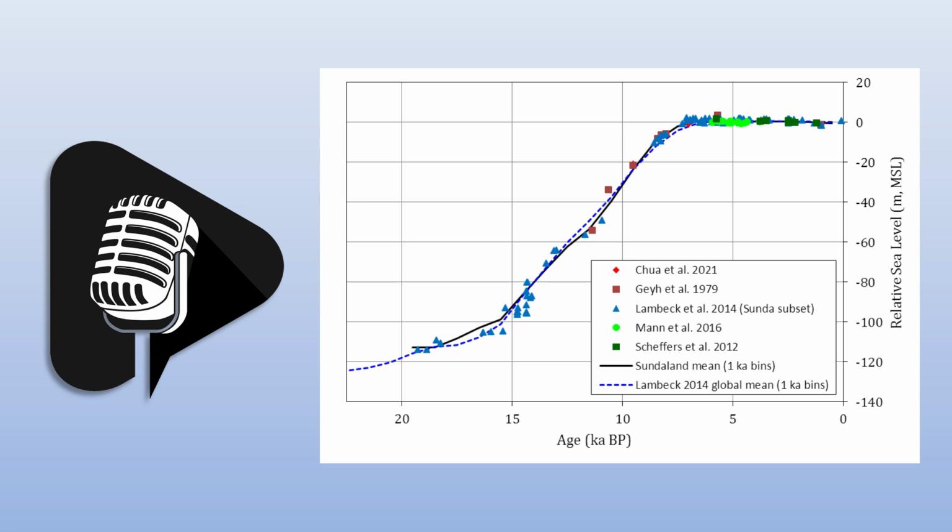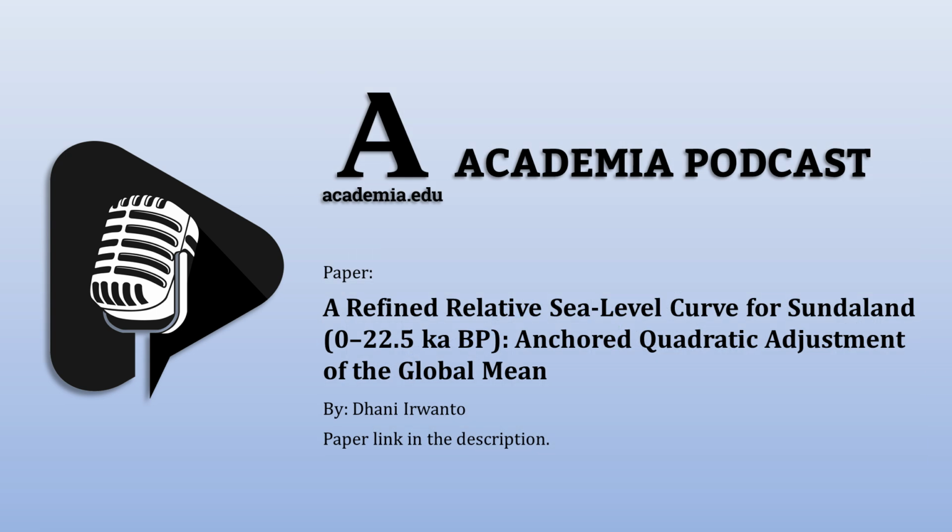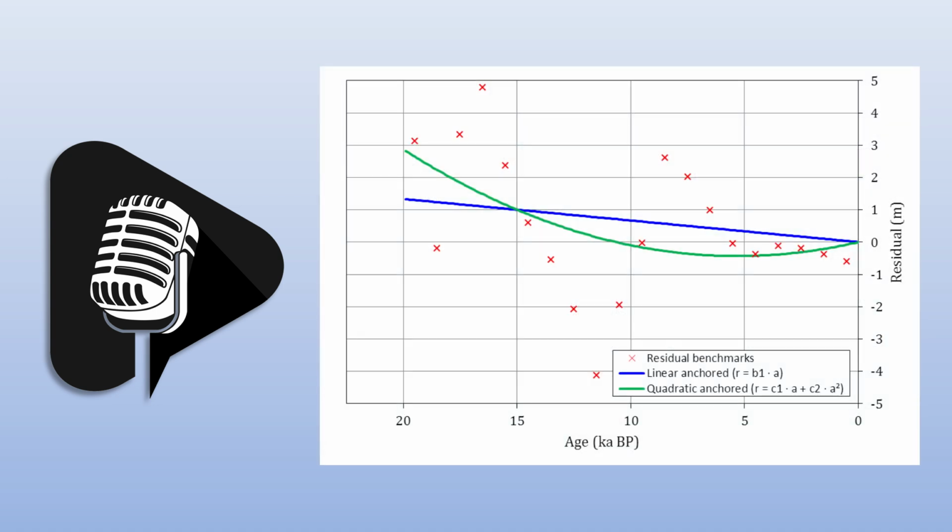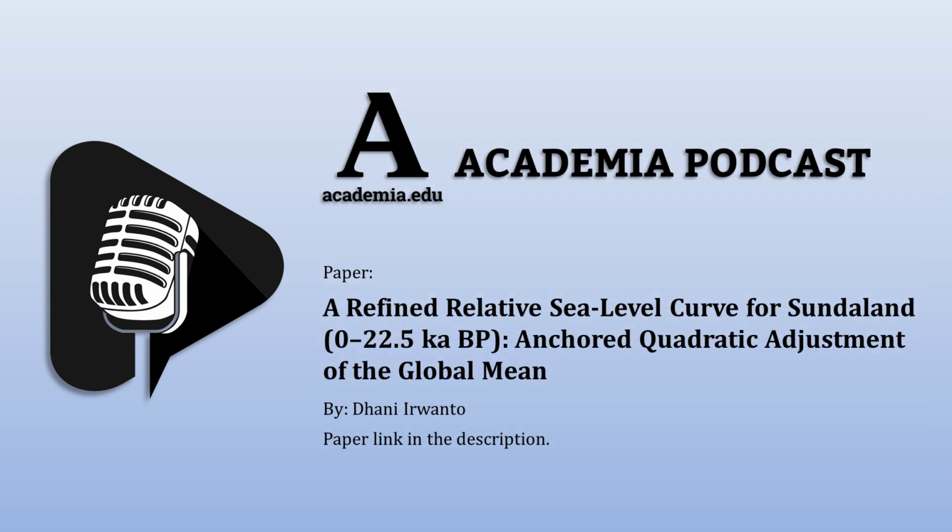He compared the Sundaland specific points to the global mean sea level from Lambeck's reconstruction, then looked at the residual, basically how local sea level differs from the global trend at different points in time. And because you want your model of sea level to line up with the present, can't have your predictions saying the ocean is 2 meters higher than it actually is, yeah? He used something called an anchored quadratic adjustment. That means the fit is forced to zero at the present day, and the curve flexes to best explain the historical deviations.